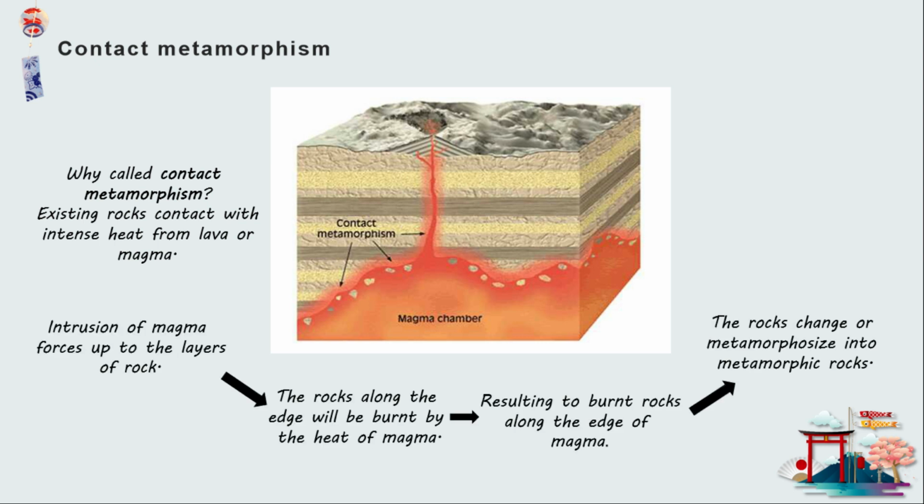As we can see in the picture, there is the magma chamber which contains the magma that is forced up to the layers of the rock. And then these rocks along the edge will be burned by the heat of the magma. These rocks will change, or we also call it metamorphosize, into metamorphic rocks. So the keyword here about contact metamorphism is the heat from the lava or the magma that comes in contact with the rocks.